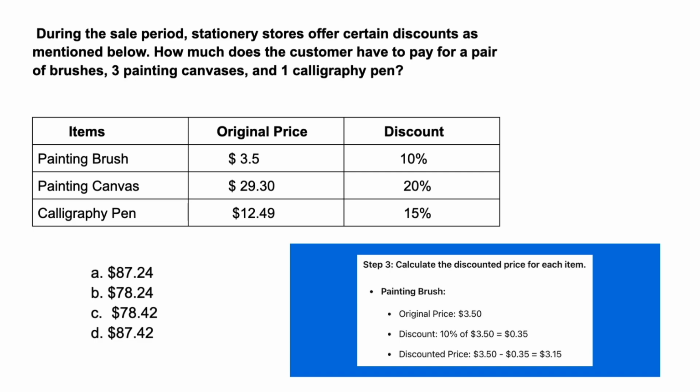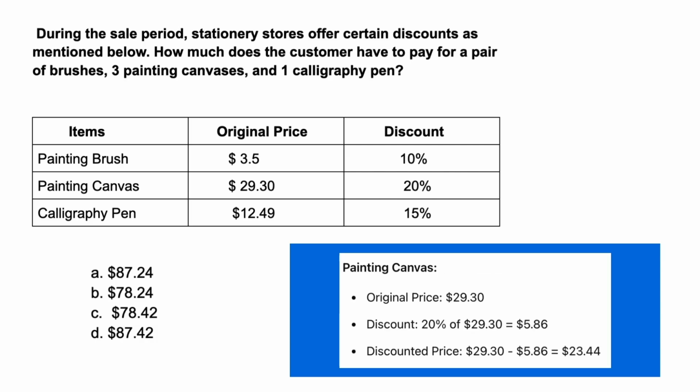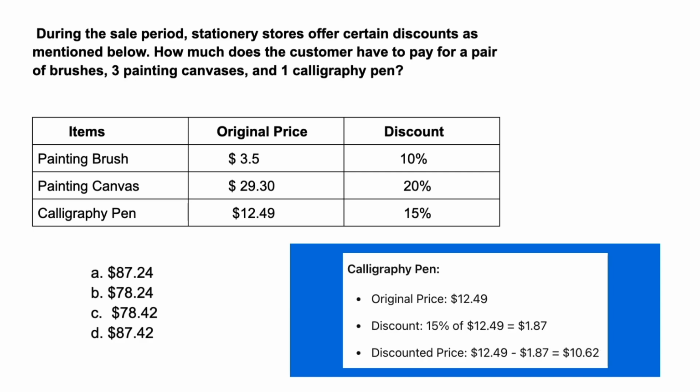So we have the painting brush. The original price is $3.50, discount of 10%, 35 cents. So that means the discounted price is going to be $3.15. Next, we'll do the same thing with the painting canvas. We'll find the discounted price to be $23.44. Same thing with the calligraphy pen, where we will calculate the discounted price, which comes out to be $10.62.